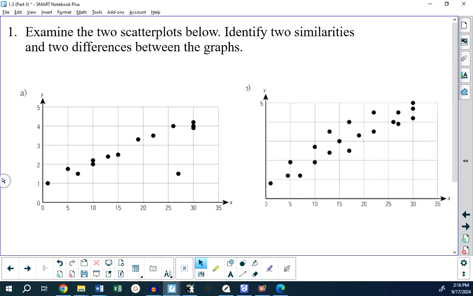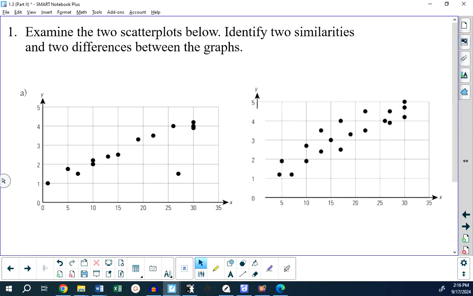Now we have to be careful here because we've been talking a lot about partial and direct variation, but that's not what we're talking about when we say describe a scatter plot as going up. It could be that the scatter plot is going up and it's partial. It could be that it's going up and it's direct. I think these are both partial. Would you agree? So a similarity would be they're both partial.